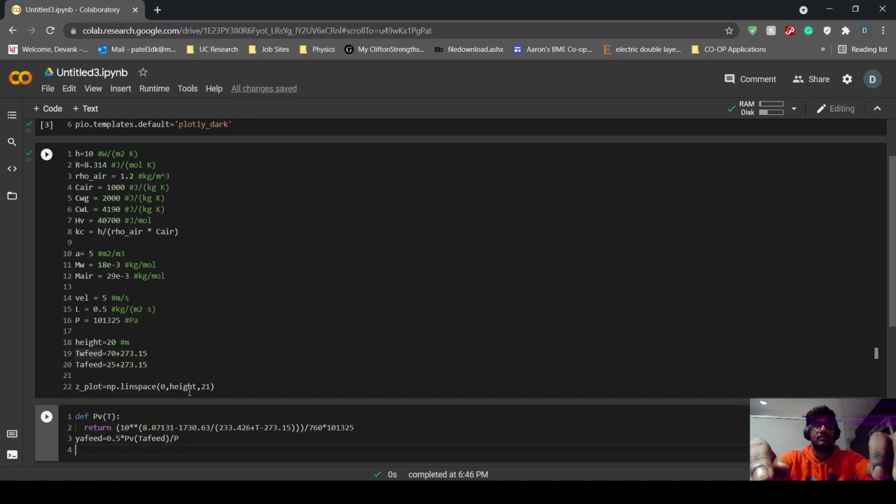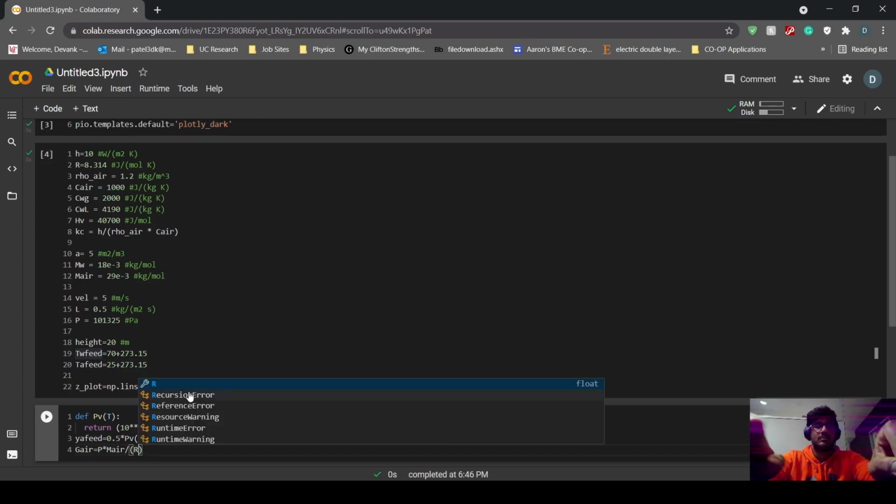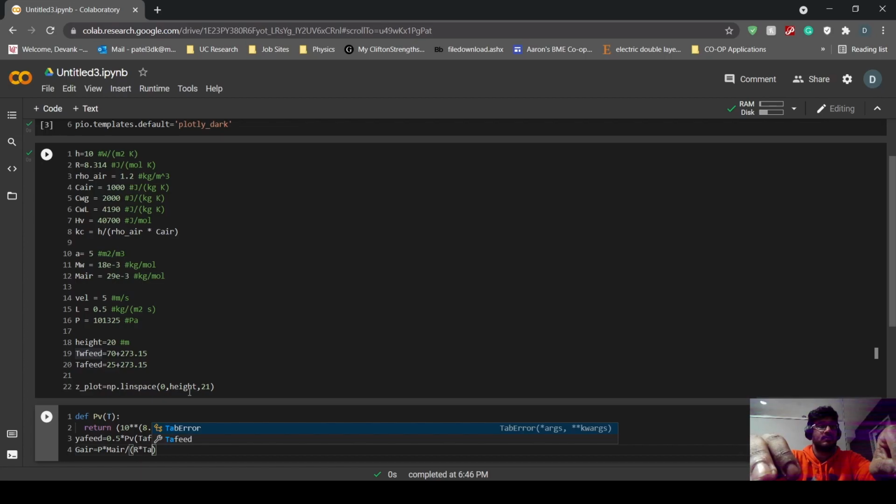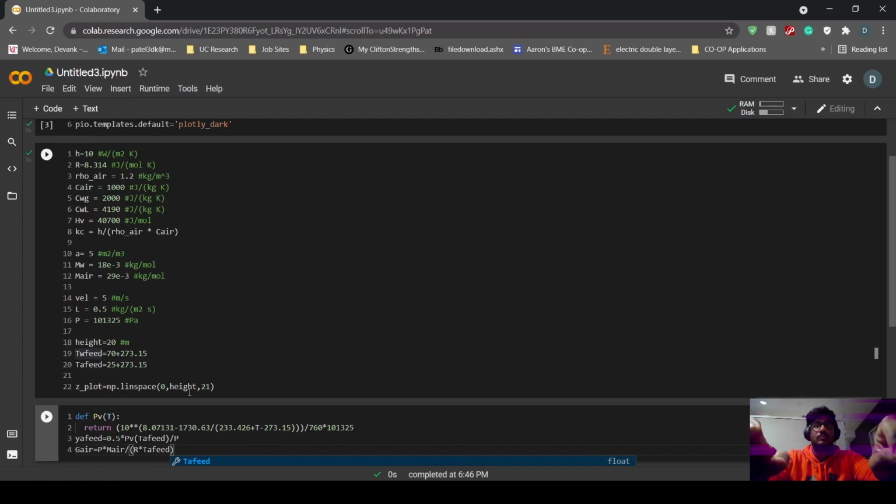And then now what we want to do is define the gas flow rate of air, so G air, and that's going to be equal to the pressure times the molecular weight of the air divided by the ideal gas constant, 8.314 joules per mole Kelvin. So we can say R times the temperature of the air feed, so TA feed. And that's going to be multiplied by the velocity, V, which is 5 meters per second. And this should give us the gas flow rate of the air.